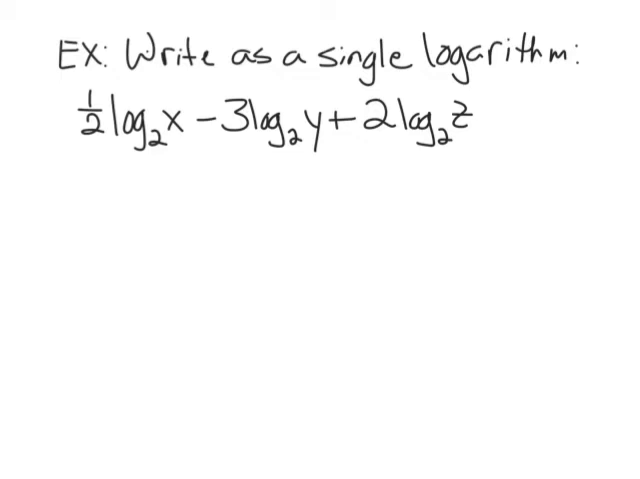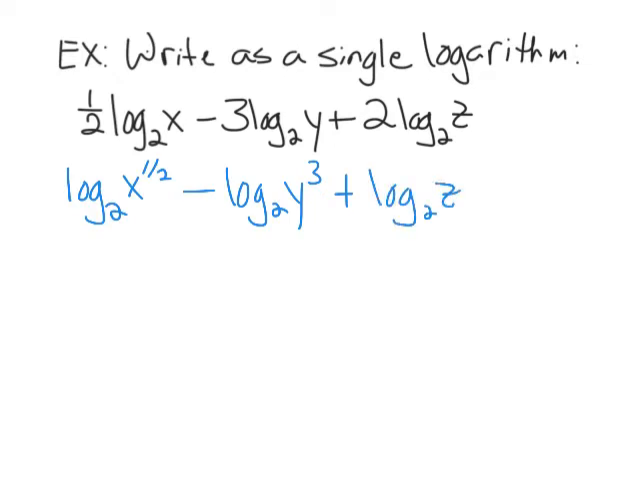So let me just start off. We're going to start by using the third law and bring our exponent up, bring our exponent up, bring our exponent up. So I have log to the base 2 of x to the 1/2 minus log to the base 2 of y cubed plus log to the base 2 of z squared. Now all I need to do is combine them. So again, when I look at this, the x to the 1/2 and the z squared are going to be in the numerator. The y cubed is in the denominator.